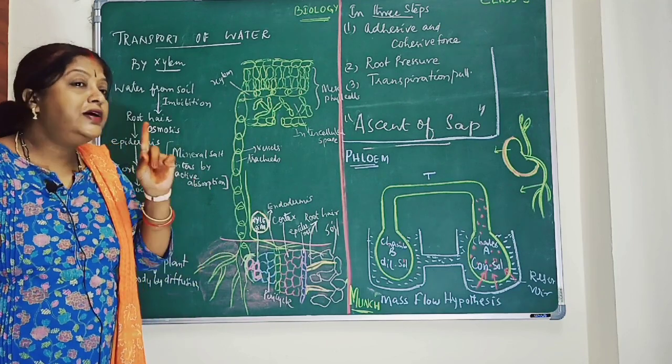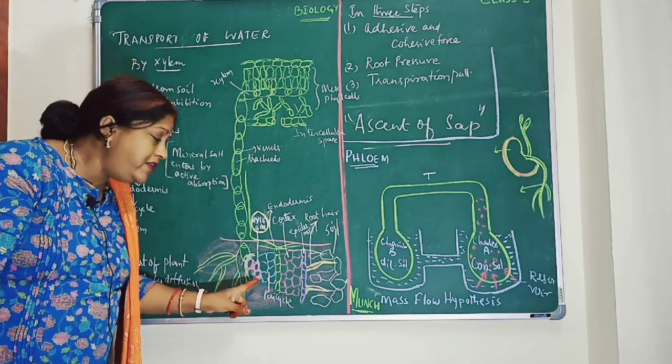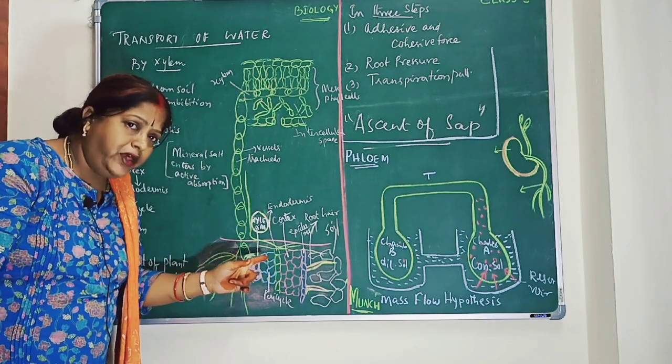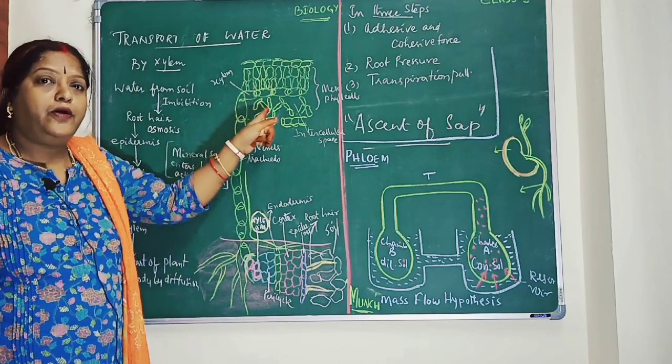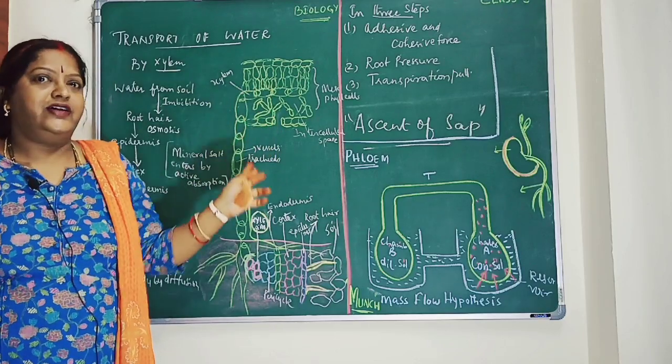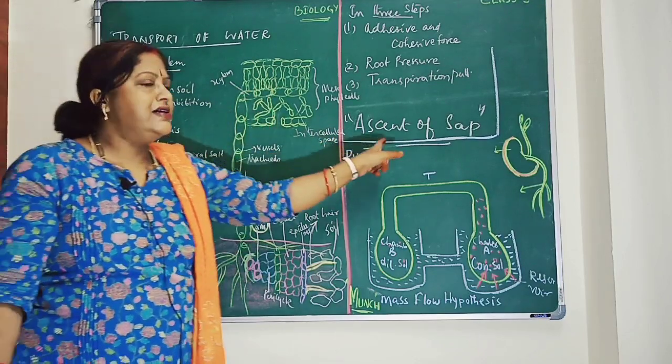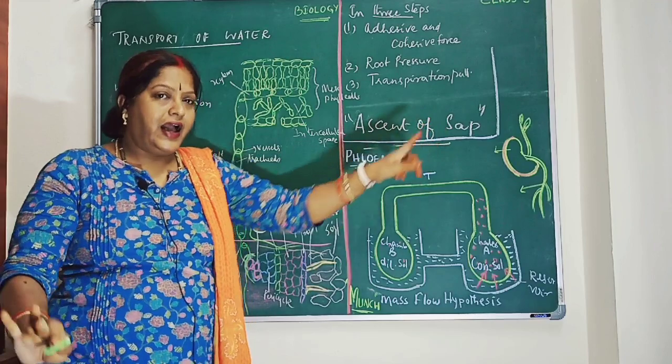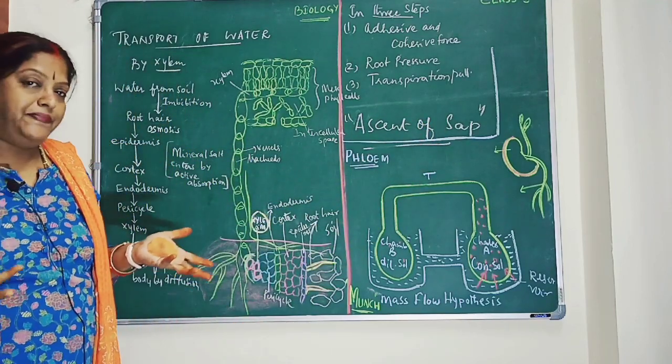So what is ascent of sap, children? The movement of water from the parts of the plant below the soil, that is the roots, to the parts of the plant above the soil, that is the stem, branches and leaves, against the gravitational force, is called ascent of sap. Understood, children? And then how does this ascent of sap take place?